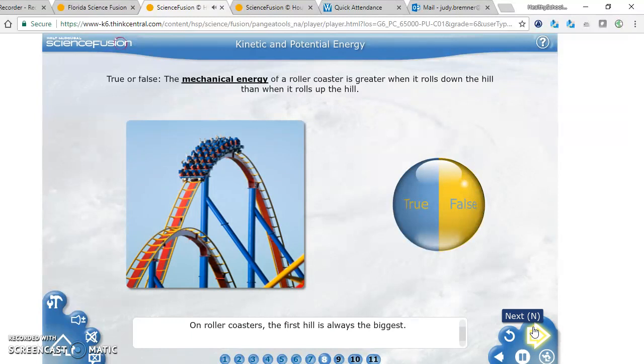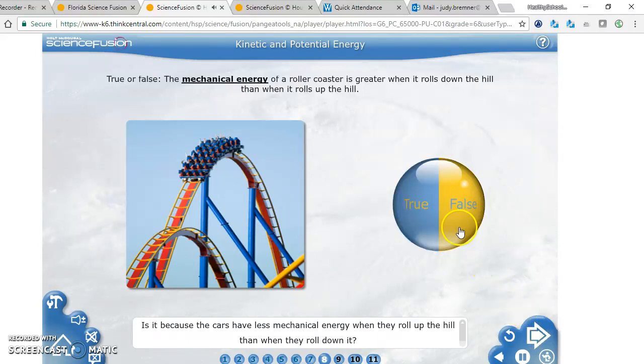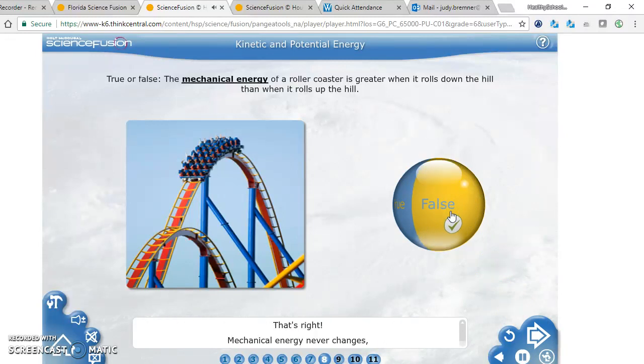True or false? The mechanical energy of a roller coaster is greater when it rolls down the hill than when it rolls up the hill. That's right. Mechanical energy never changes, so it wouldn't be greater or less at any given time. But energy does get lost due to friction between the cars of the roller coaster and the track.